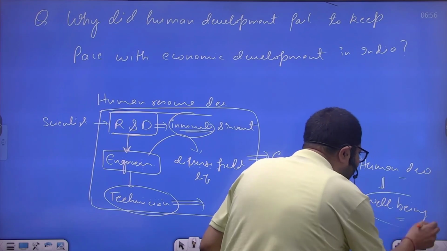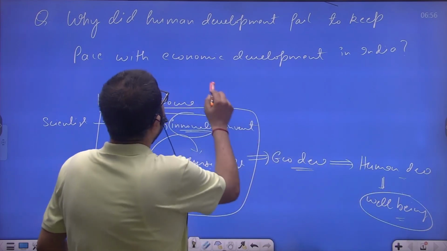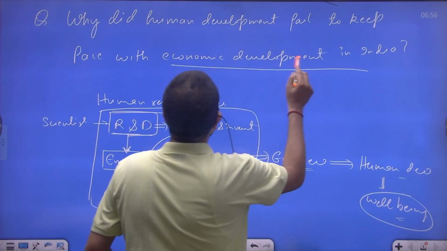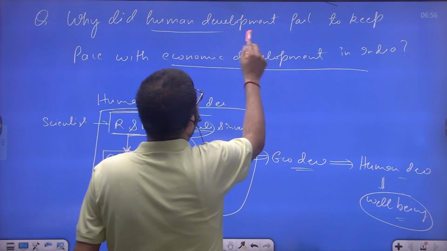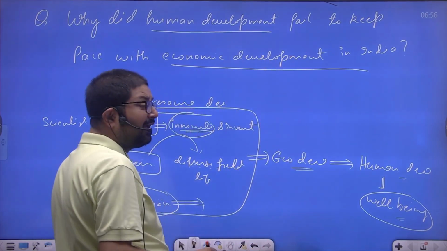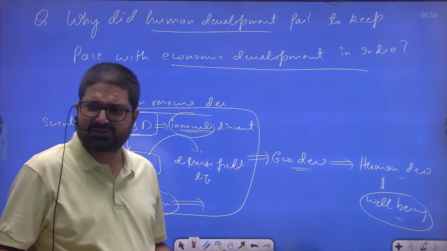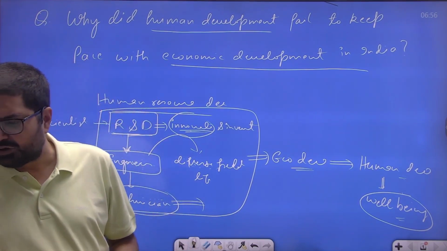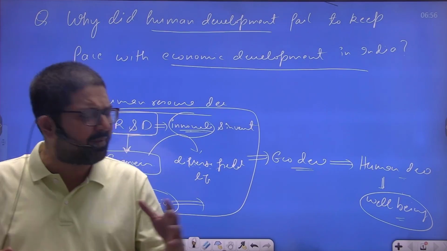This is the end. Now, economic development in India failed to impart human development. Human development failed to keep pace with economic development. Why? It is a natural process. See what happens. Human well-being is the objective of, क्या है?